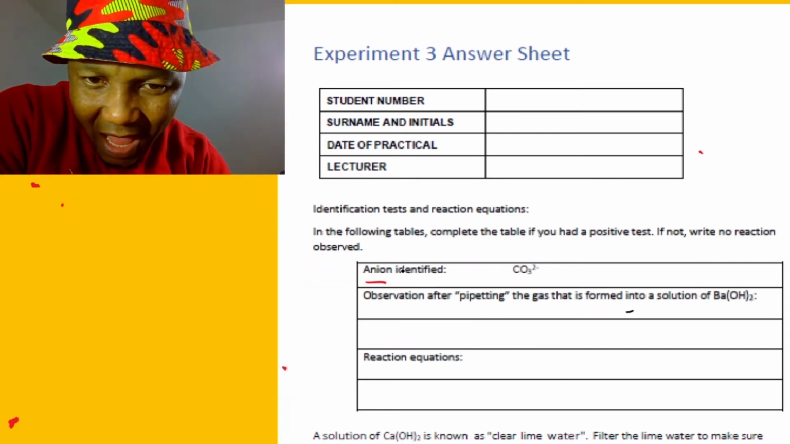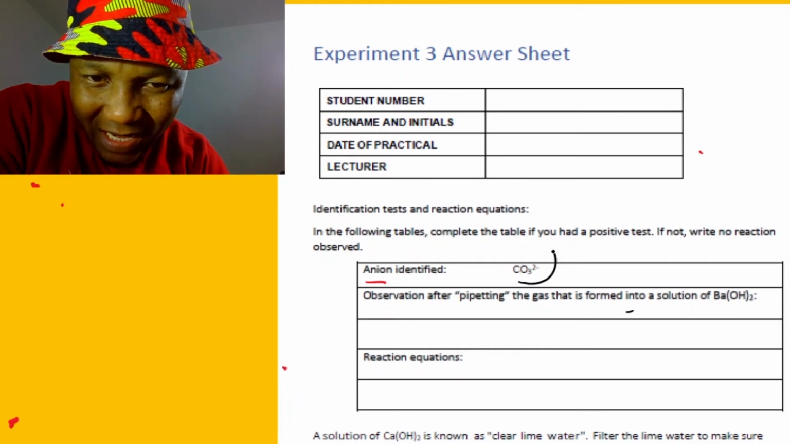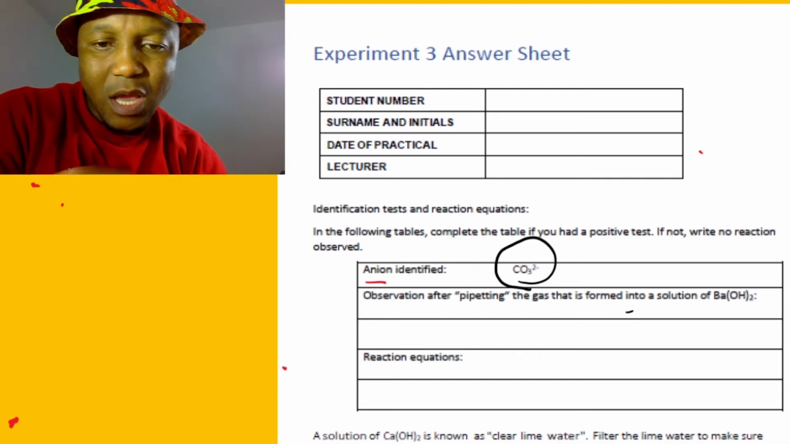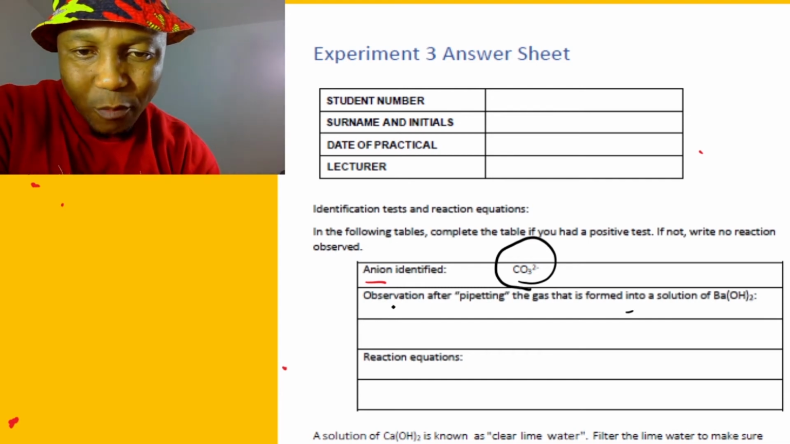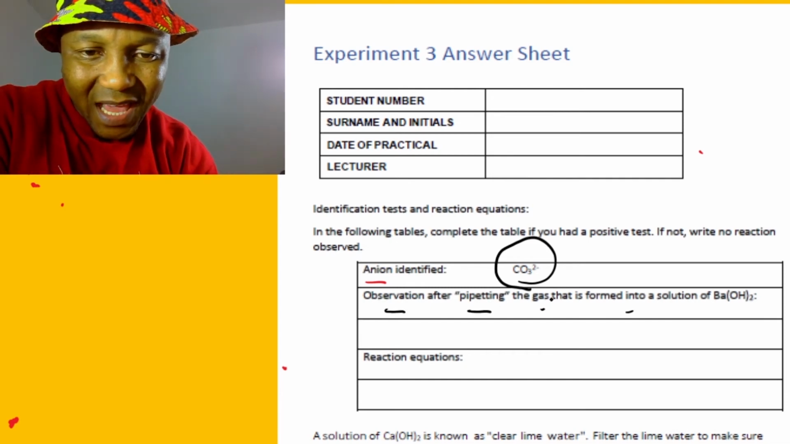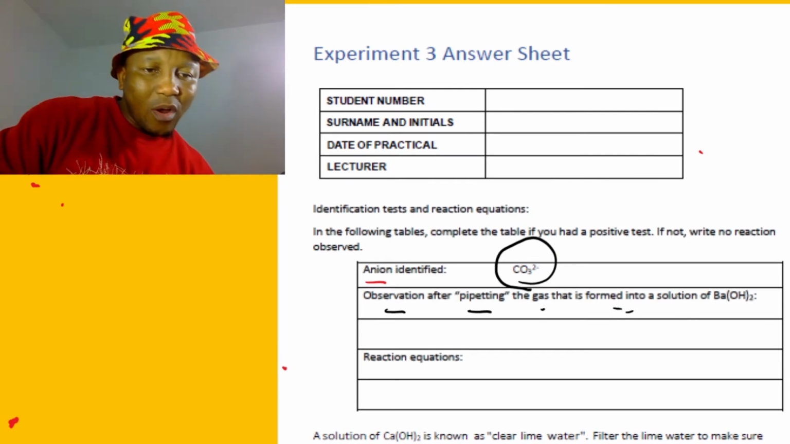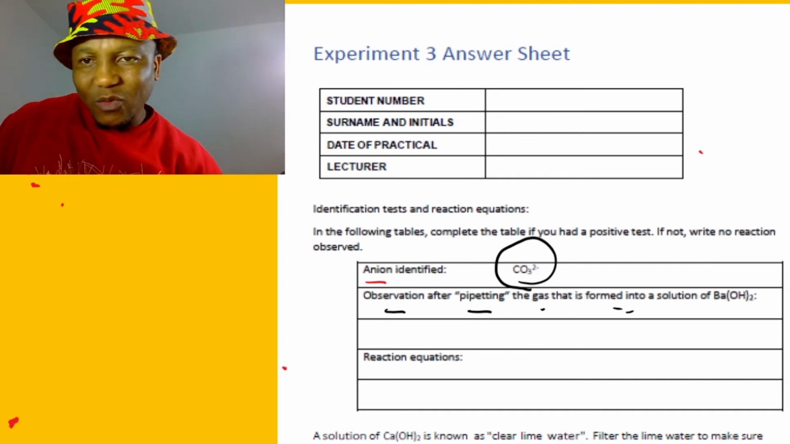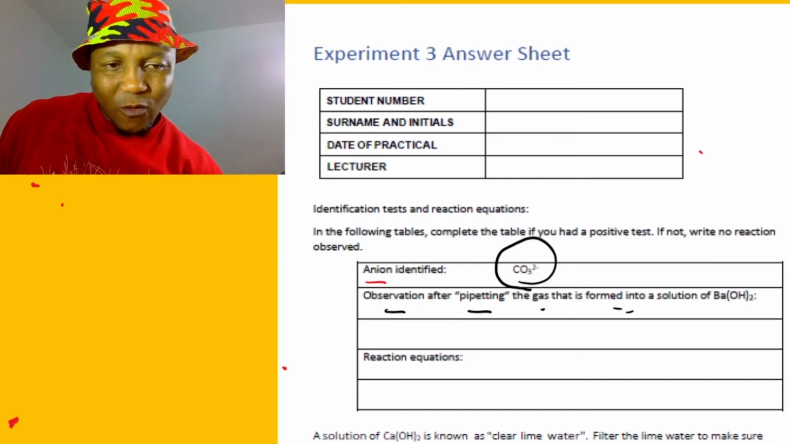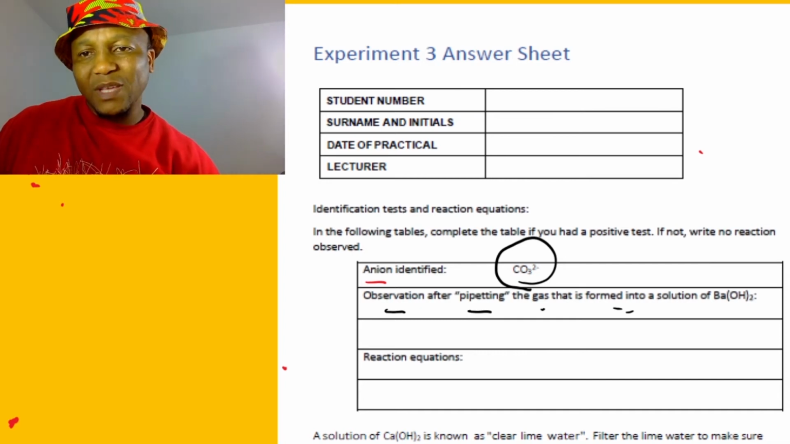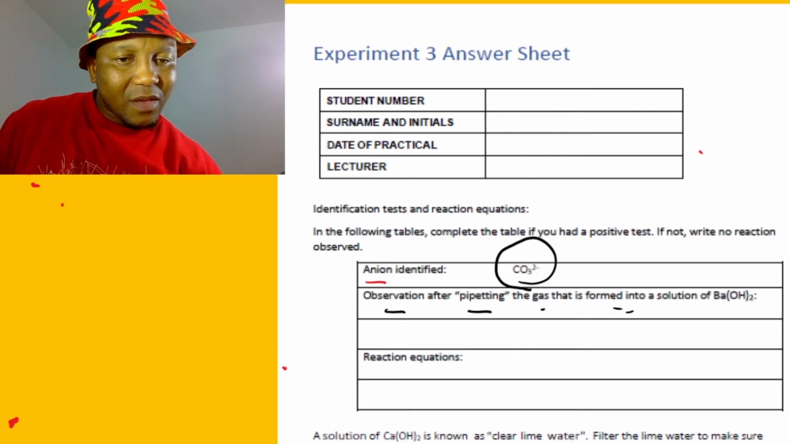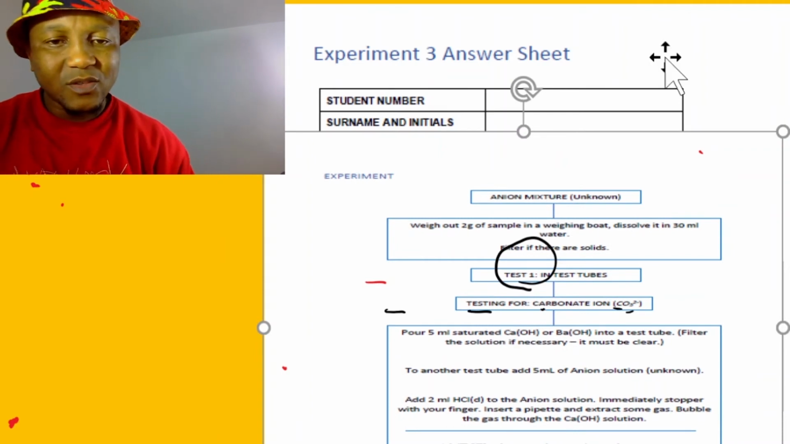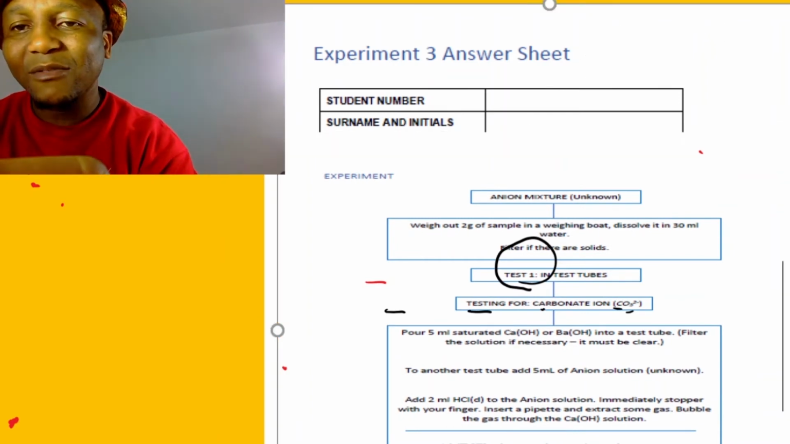They say anion identify. When we identify carbonate, we want to find the observation after pipetting the gas that's formed into the solution. What did you observe? As far as my memory, I have the page, so I'll just drag here and then I can tell you what we observed when you form the carbonate. There's no magic here.